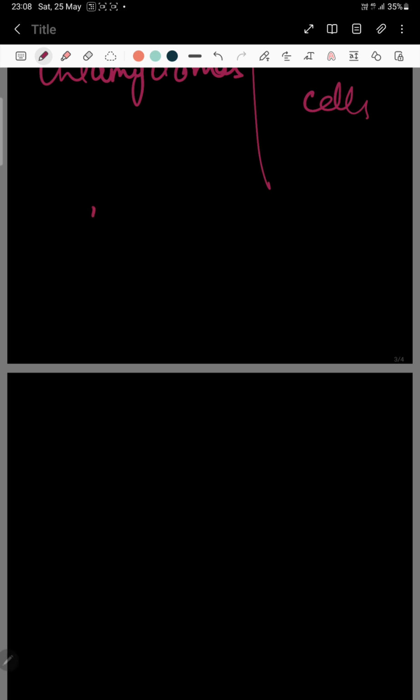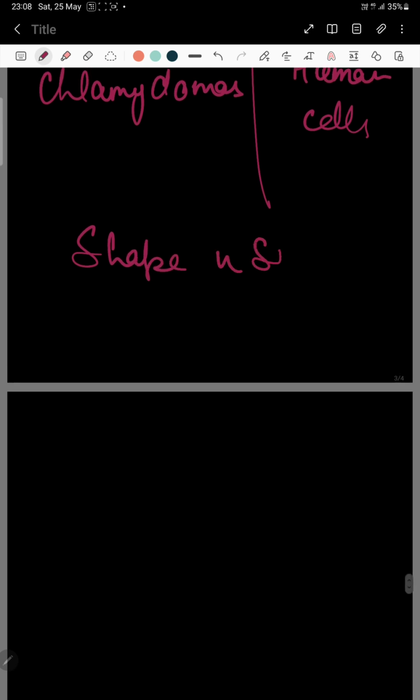So now it tells us about the shape and size of the cell. The shape and size of the cell can vary. For example, we all know that amoeba does not have any fixed shape, whereas we have the example of the nerve cell, which has a typical shape.